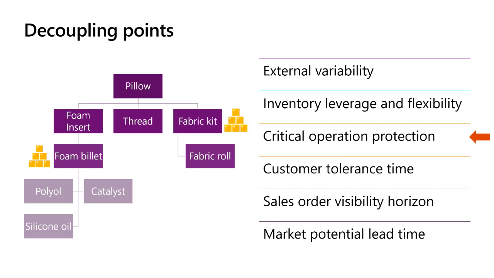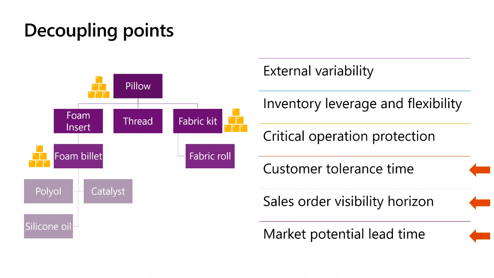Our next decoupling point will be the fabric kit, which is pre-cut pillow fabric to be used in the final assembly. We chose this one because we only have one automatic fabric cutting machine in our facility, and therefore it qualifies as critical operation protection by creating a buffer of our fabric kits.